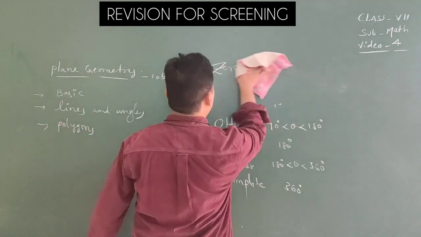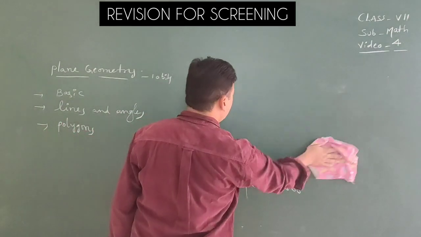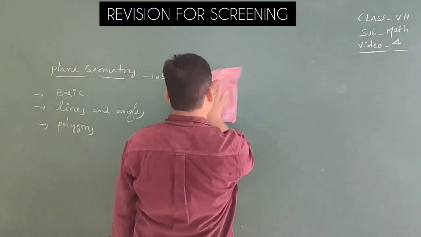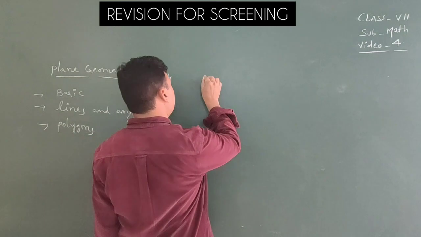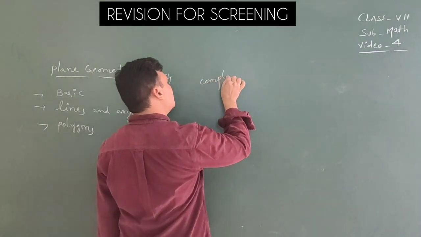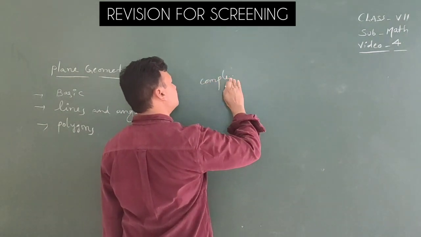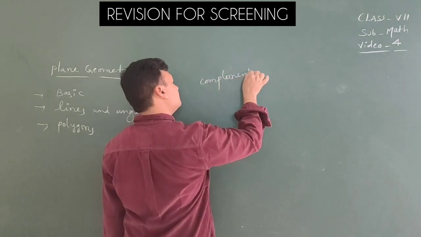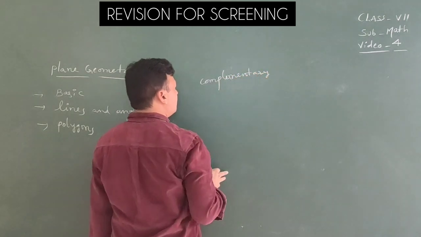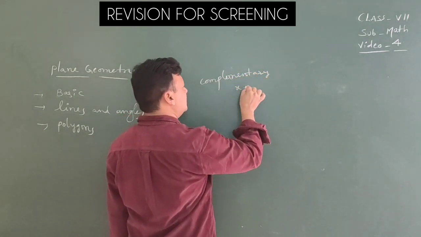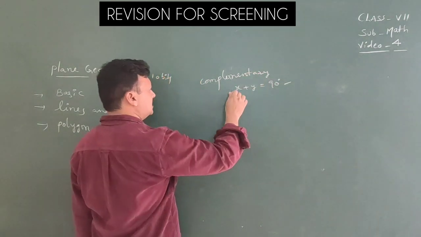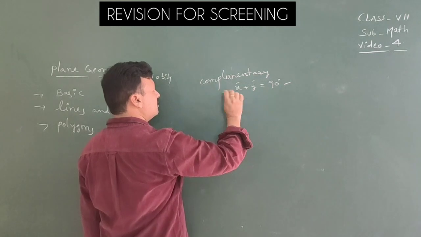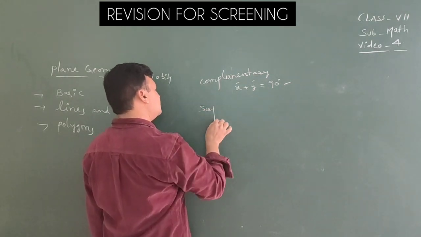Okay, next, pairs of angles. We have complementary and supplementary angles. Complementary: if the sum of two angle measures is 90 degrees, they are complementary to each other. X is complementary to y, y is complementary to x.